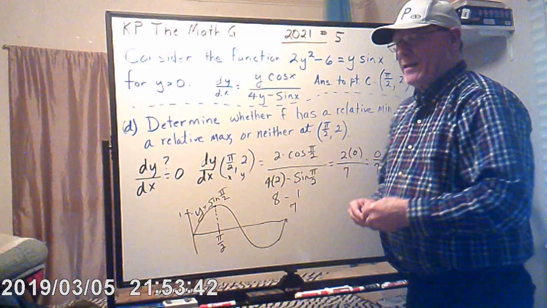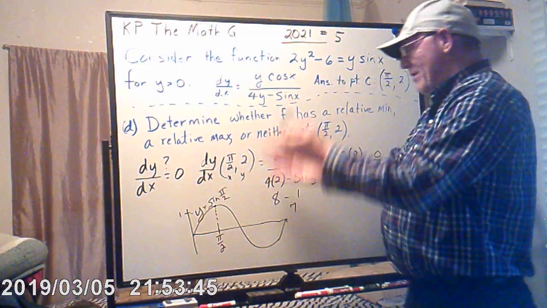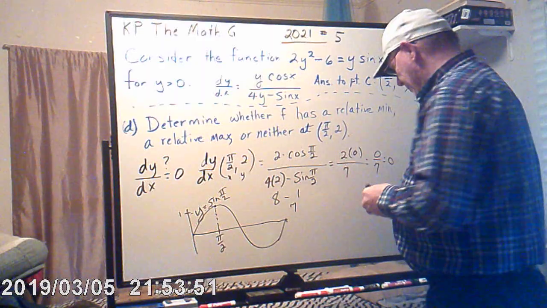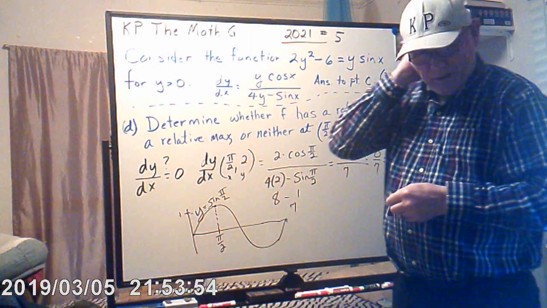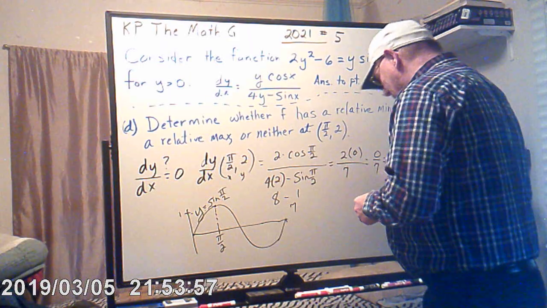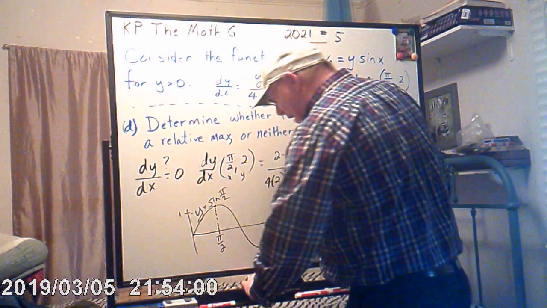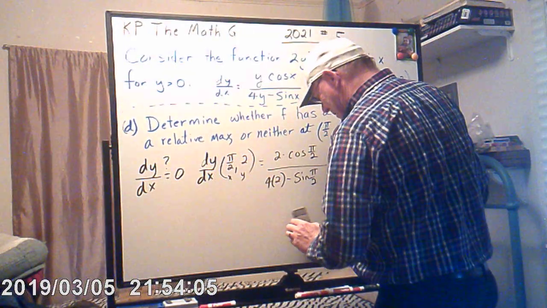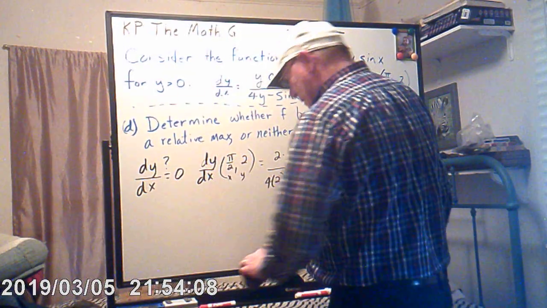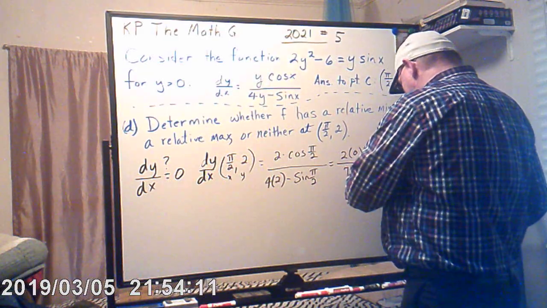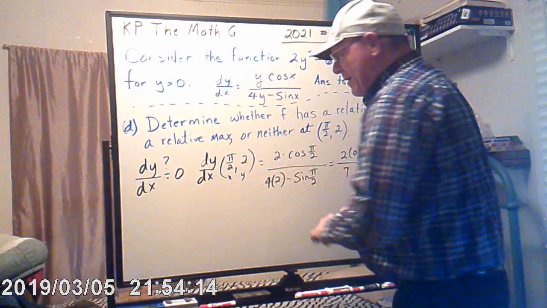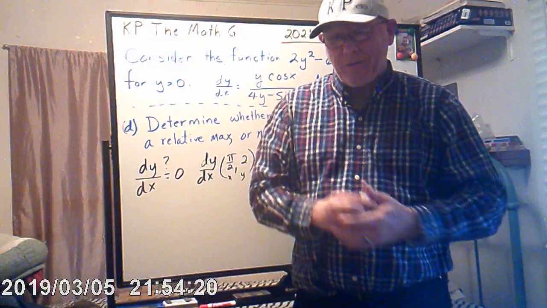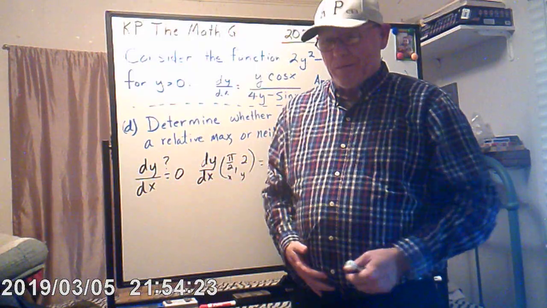So the first question we need to answer: do we even have a relative max or a relative min? Well, we have 0. That means we have a critical point, don't we? We do have a slope of 0 at pi over 2, comma 2. So we have one or the other. Now if you want to flip a coin and say, heads it's going to be a relative max, tails it's going to be a relative min, we can do that, but we can also prove it.